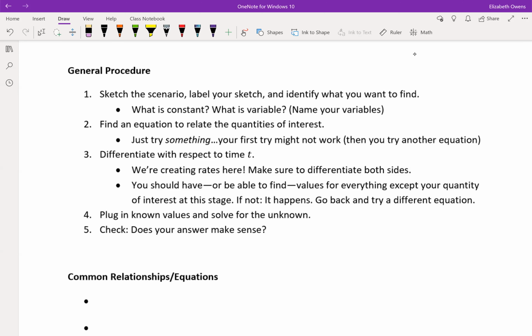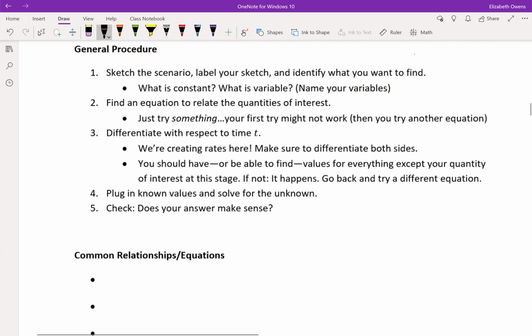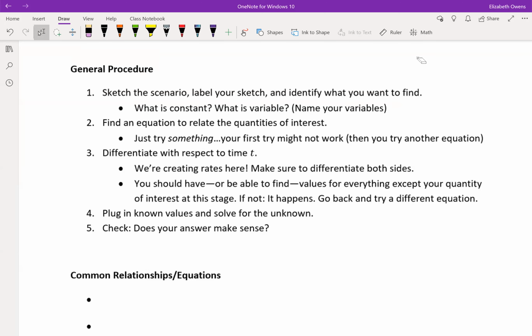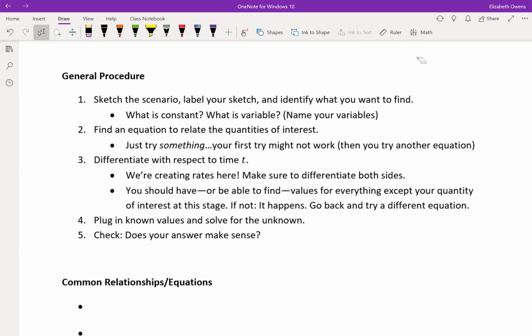Okay. Then in step 2, you need to find an equation to relate your quantities of interest. So you labeled your variables. Now you need to come up with an equation involving those variables. And the tip here is to just try something. And your first try might not always work, okay? That happens with these. It'll get better with practice. There are some common relationships to try that we'll look at in just a second here. But yeah, you come up with something that describes the scenario and the variables you're working with.